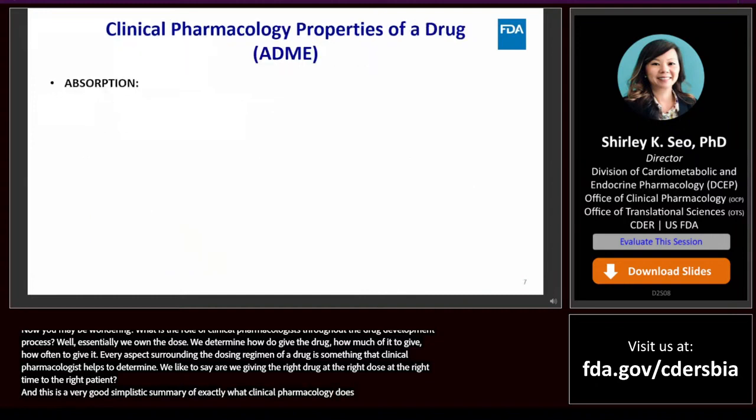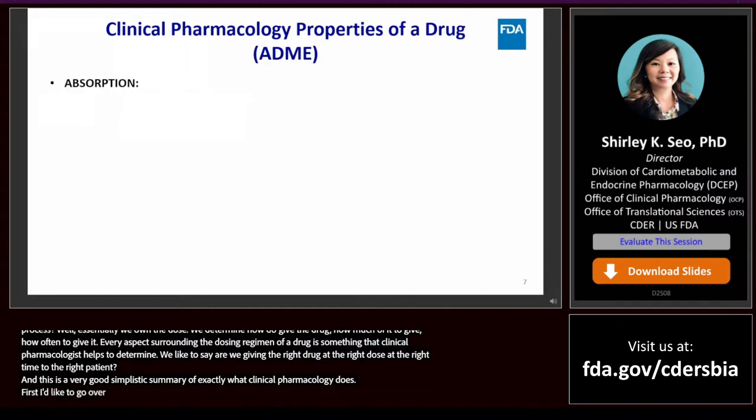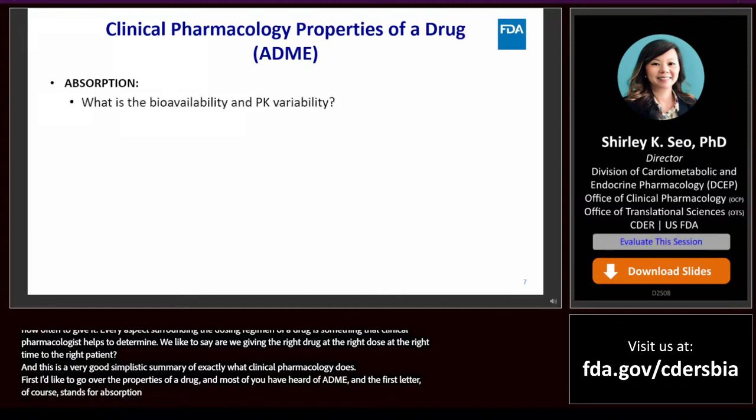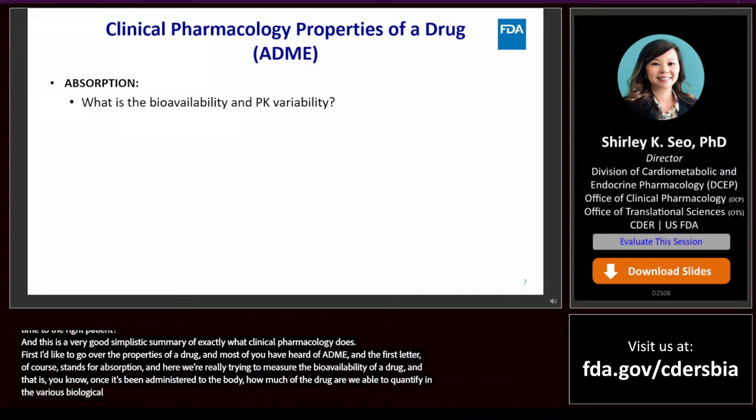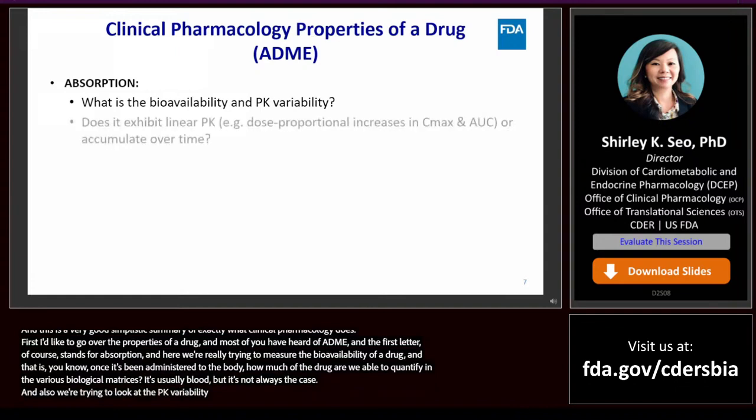First, I'd like to go over the properties of a drug. And most of you have heard of ADME. And the first letter, of course, stands for absorption. And here we're really trying to measure the bioavailability of a drug. And that is, once it's been administered to the body, how much of the drug are we able to quantify in the various biological matrices? It's usually blood, but it's not always the case. And also we're trying to look at the PK variability.